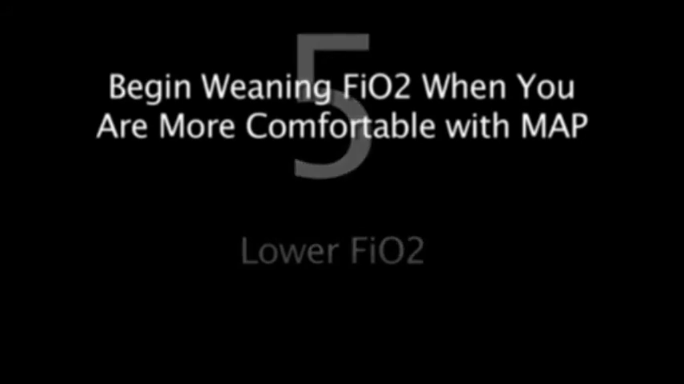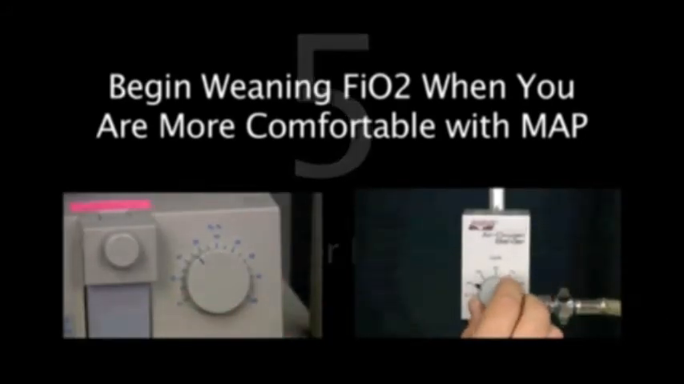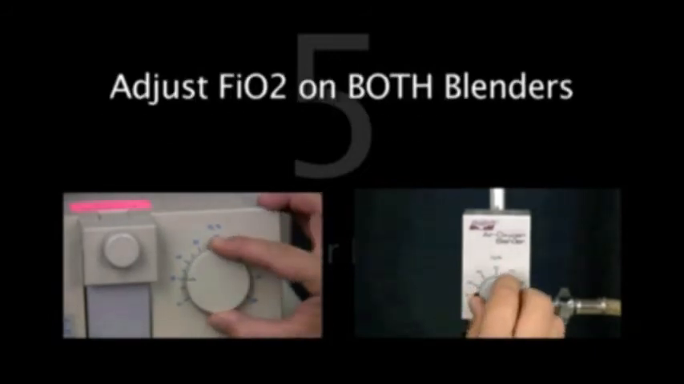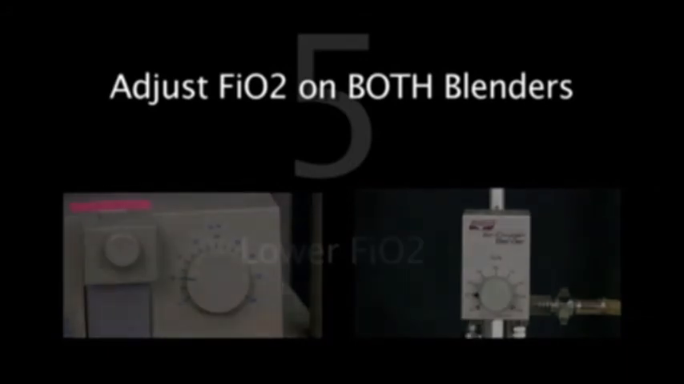Fifth, lower FiO2. Begin more aggressive weaning of FiO2 when you're comfortable with the patient's mean airway pressure. Remember, if you're using a separate blender to provide gas to the LifePulse, you must adjust both blenders so the settings remain equal.